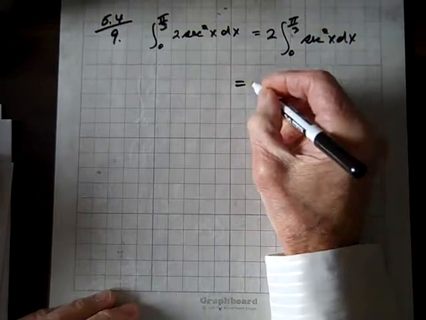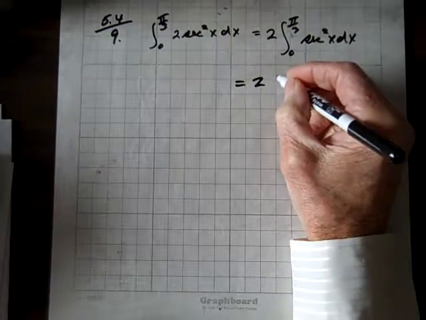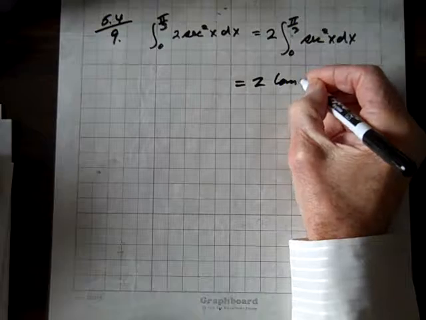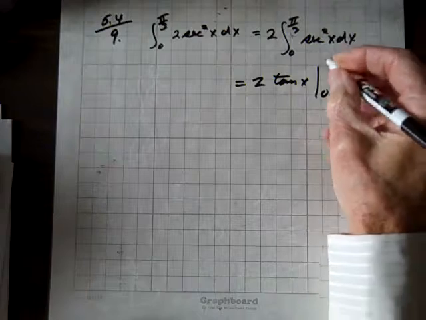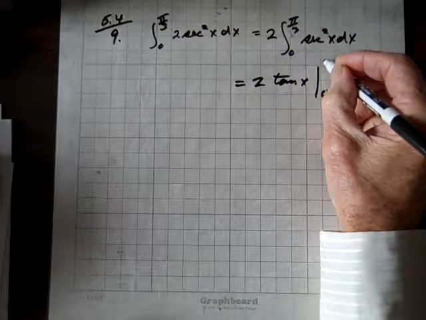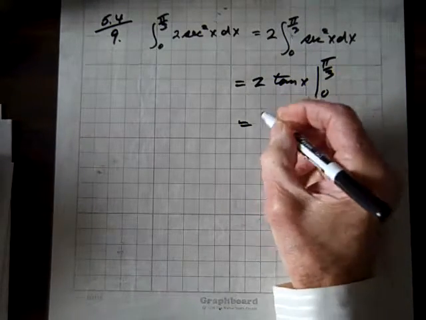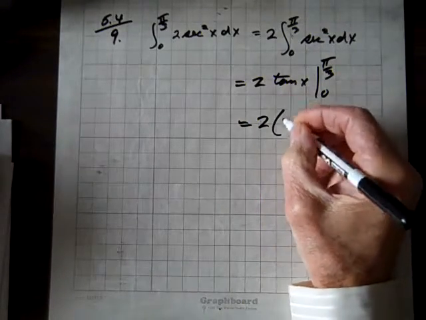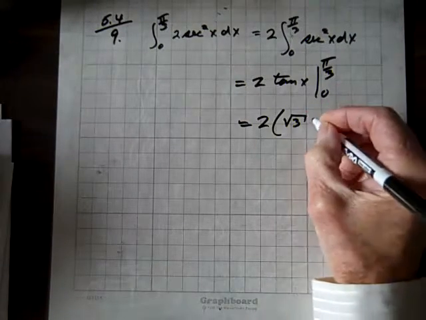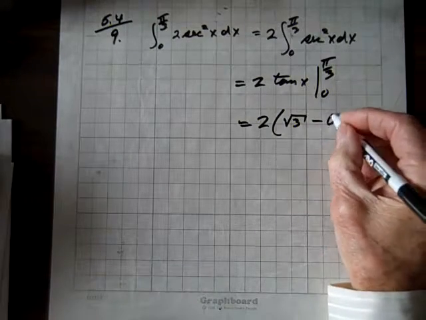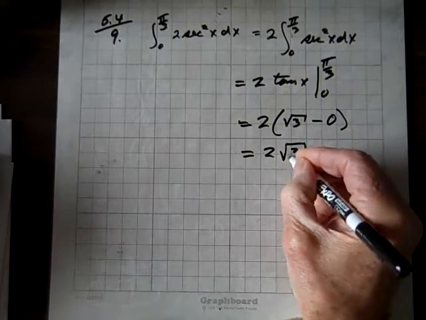And that equals 2, and the integral of secant squared x, the antiderivative is tan x. And we're going to evaluate that from 0 to pi over 3. And now we have 2 times, and the tan of pi over 3 is root 3. And minus tan of 0 is 0, so what we get is 2 root 3, and we're done with that one.